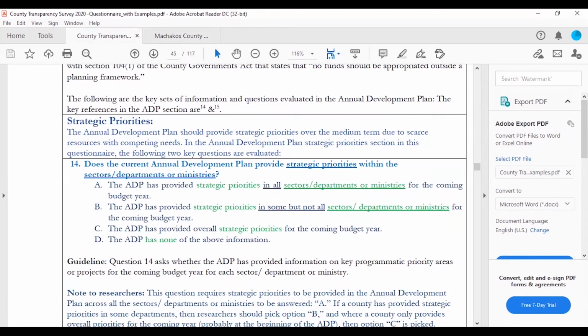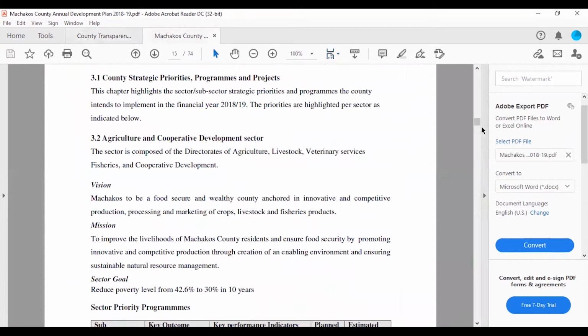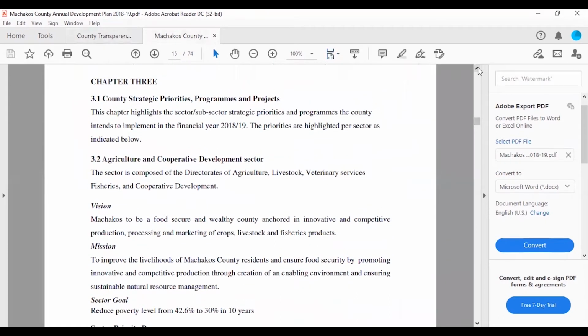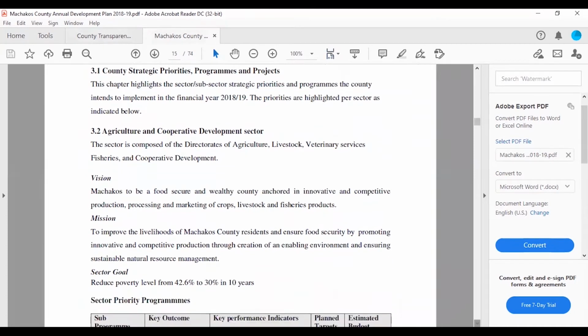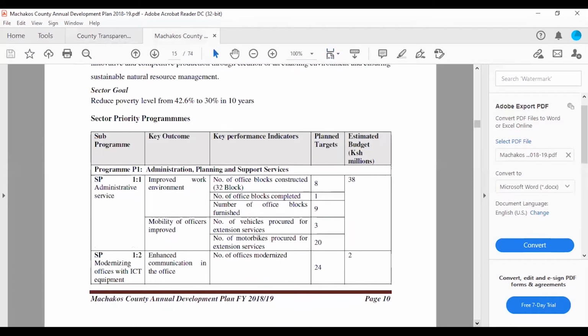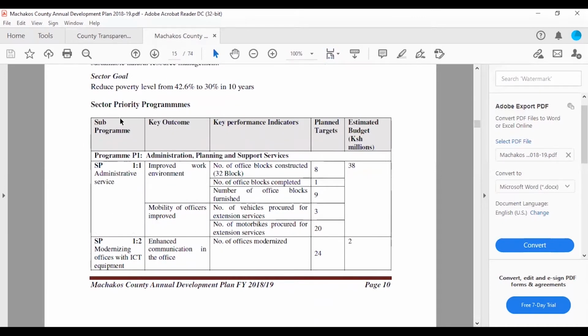So even as we scroll down, you can see here they are saying they have stated the county strategic priorities of programs and projects. So this is how they have grouped it. You can see here there's agriculture and cooperative sector. They have stated the vision, the mission, the sector goal. And as you can see here, even with regard to the agricultural sector, they have sub-programs. Even for program 1 on administration, planning and support, they have put sub-programs. They have said the key outcome that they want to achieve.